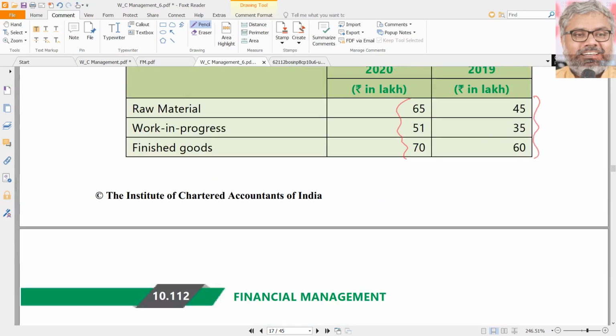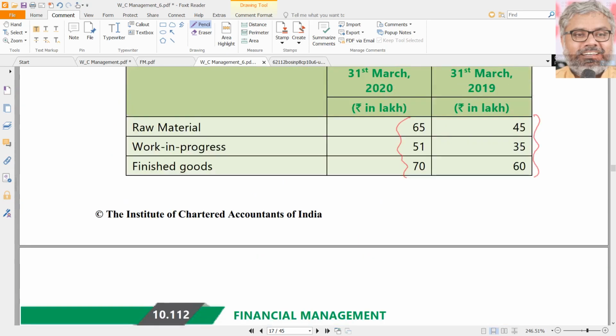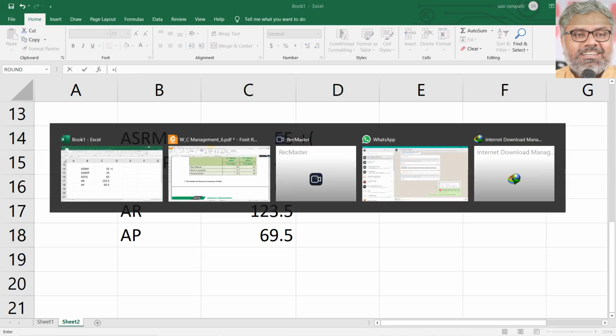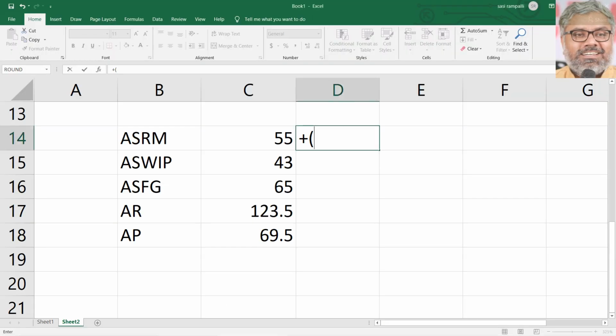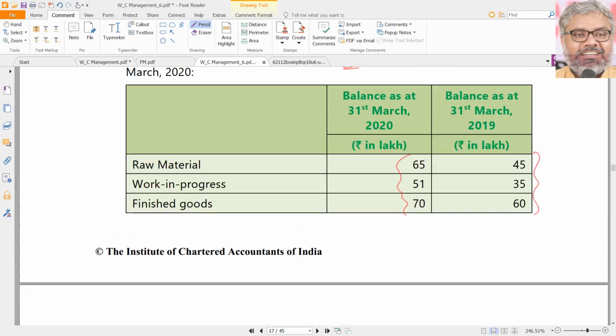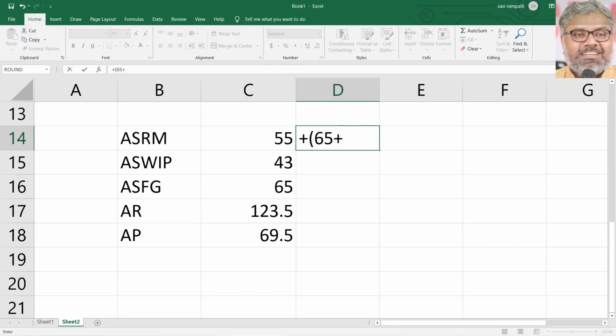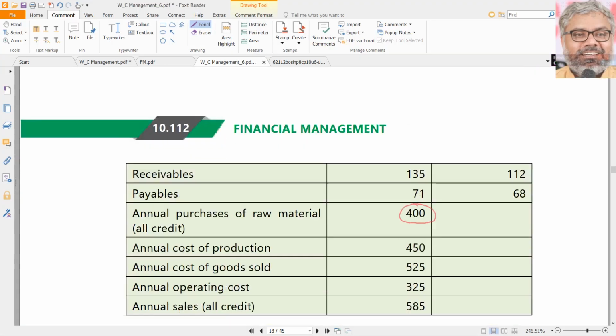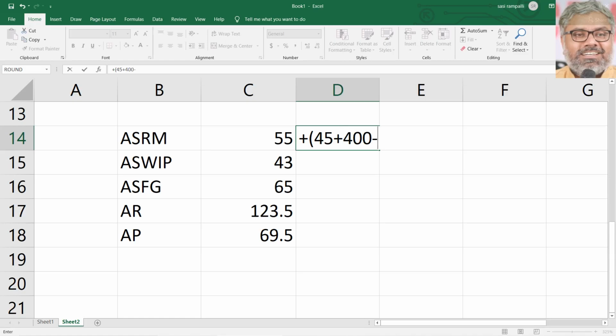How to get consumption? Simple. We know the opening stock of raw materials, we know the closing stock of raw materials, we know the purchases. So how will the consumption come? Consumption will be simply opening stock plus purchases. Sorry, is that opening stock? No, 45 is the opening stock. 45 plus purchases 400 minus closing stock of raw material 65. That is the consumption of raw material for the entire year.